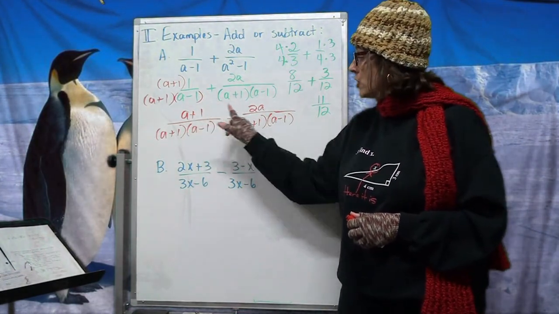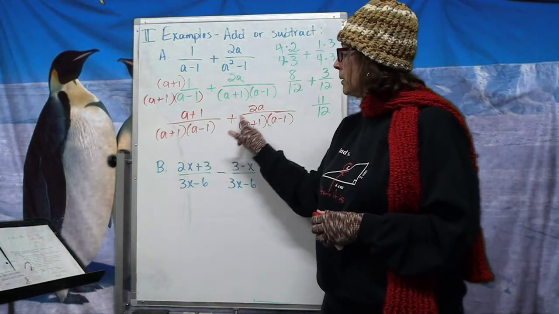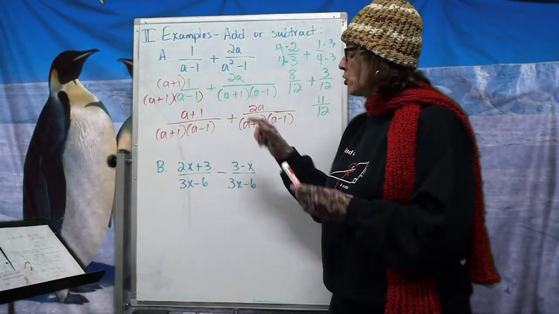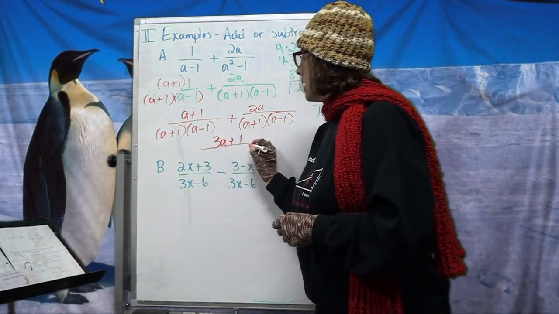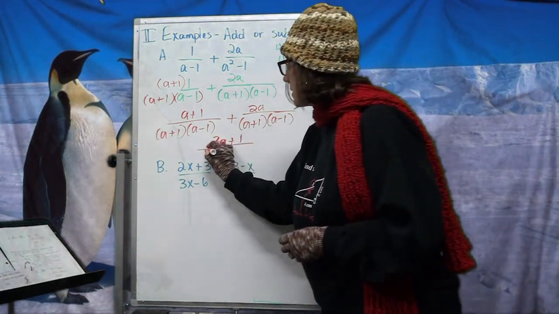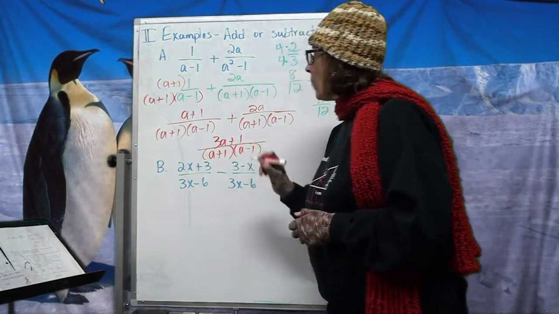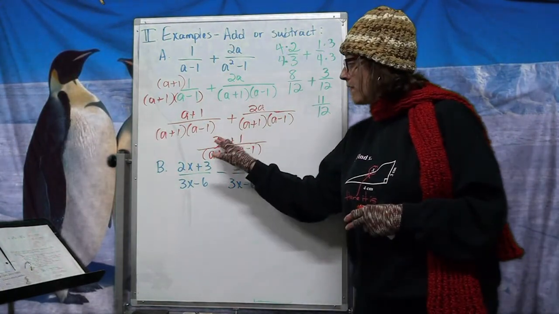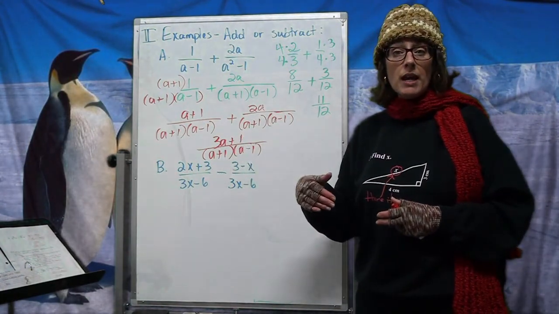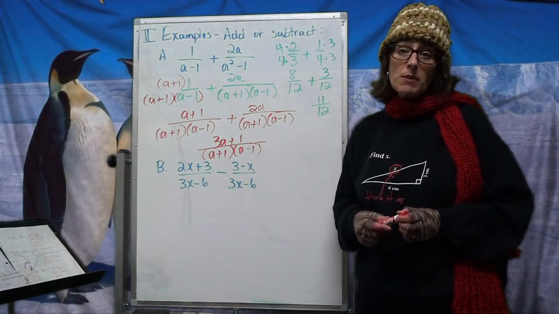We will combine this numerator with this numerator because it's addition. a plus 1 plus 2a, well, a plus 2a is 3a, 3a plus 1. And remember, I'm going to keep that denominator because I worked awfully hard to get it. Always simplify a fraction if you can, which would mean I'm going to factor this numerator and see if anything will cancel. But that numerator will not factor. So there's nothing that I can do and I'm stuck.